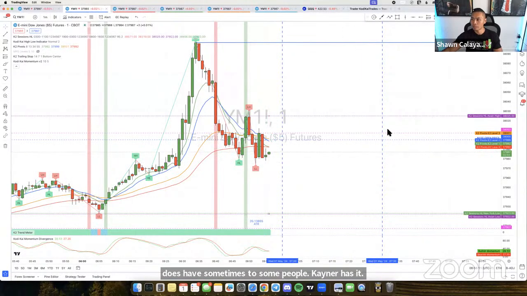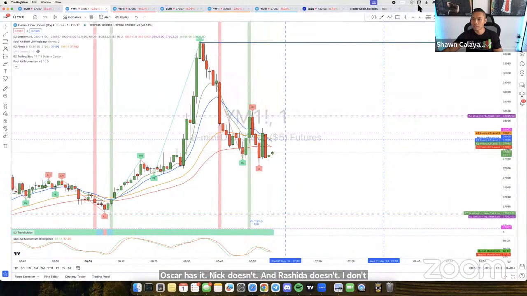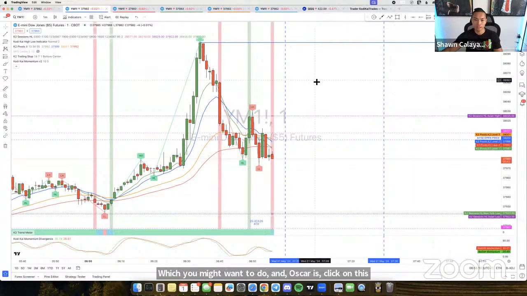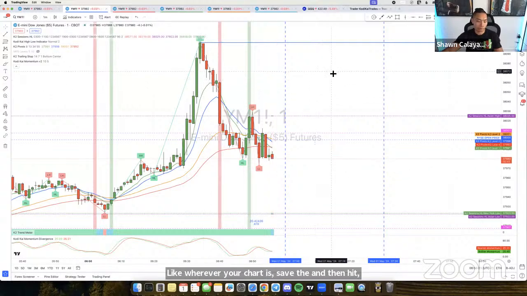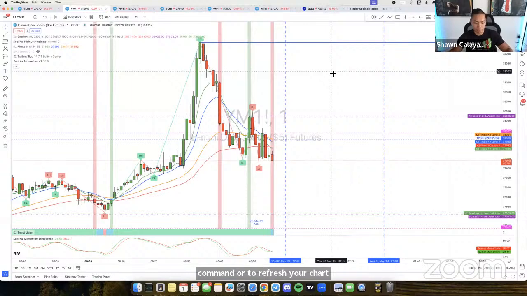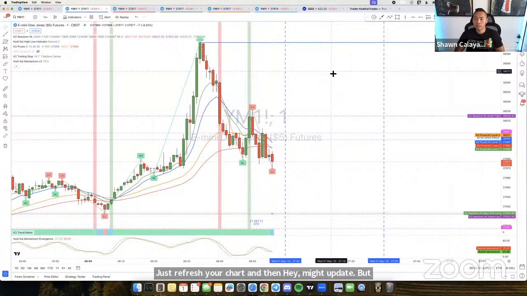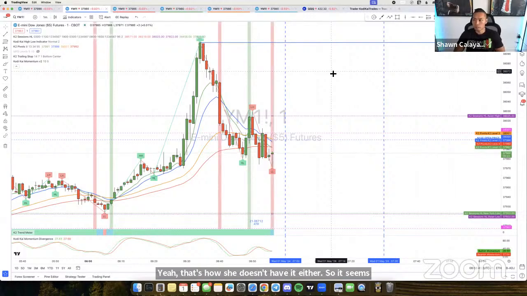What you might want to do, Kaner and Oscar, is click on this right here to save your chart. Wherever your chart is, just save the chart first, and then hit Command R to refresh your chart. Or refresh it on the tab. I don't know if you're on the desktop app or on the computer. Just refresh your chart, and then it might update. But I've seen it happen before. Yeah, Natasha doesn't have it either. So it seems like it's just Oscar and Kaner who, okay, perfect. So Kaner, yeah. Gotcha. They fixed it. If that happens, guys, just refresh your chart.